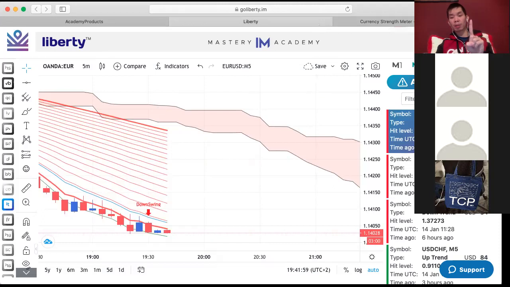We can see Euro USD. It tells you it's on a downtrend, right? And it tells you where to enter. So the hit level is where we should have entered, right? Obviously, we're in it a little late because this happened about 9 hours ago, right? But here's the thing. We can still take what we call partial profits, okay?